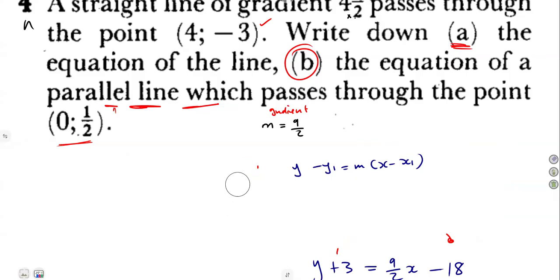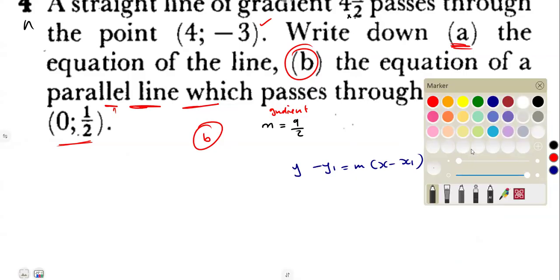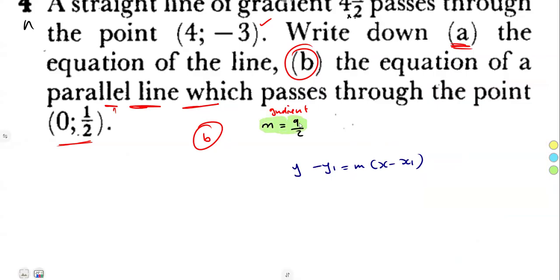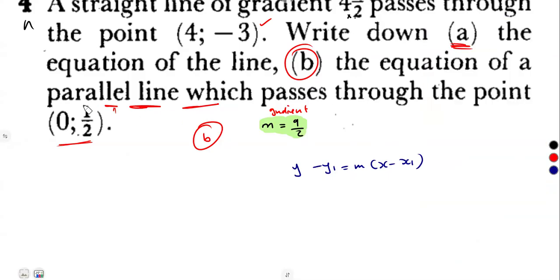What we are going to remain with from the first line that we were given is the gradient, since the lines are parallel. They have the same gradient, like I said before. So you maintain the same gradient, but the point where this other parallel line passes through is changed. It passes through the point 0, minus half. So that is 0, 1 over 2, 0, half like this.